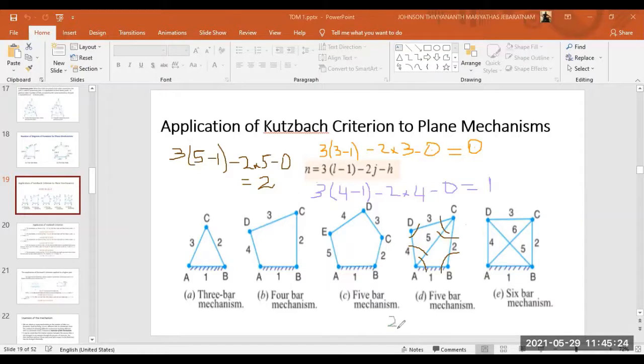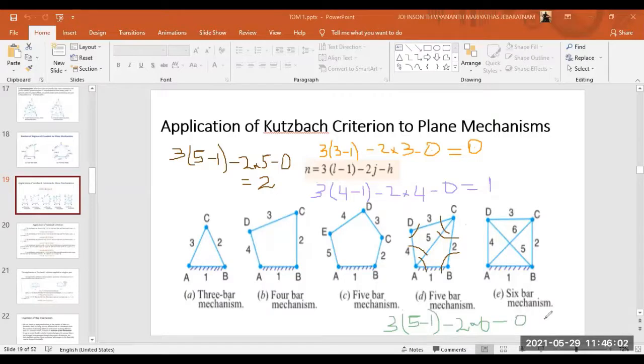Formula: 3 into number of links. Since it is 5-bar, I have 5 links, minus 1, minus 2j, right? 2 into number of binary joints. So here the number of binary joints is 6, as I drew here, 1, 2, 3, 4, 5, and 6. So 2 into 6, that is 12, minus h, which is 0, I told you.